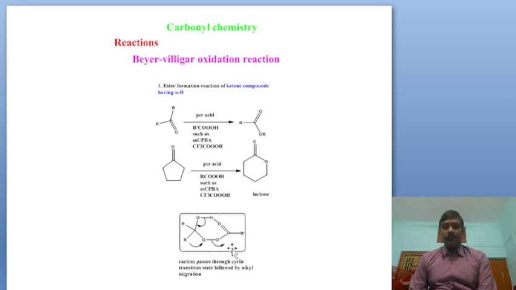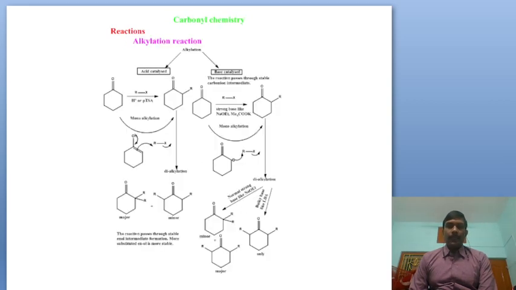This is the reaction mechanism. This reaction passes through a cyclic transition state followed by the alkyl migration. It will give the ester compound as a product.